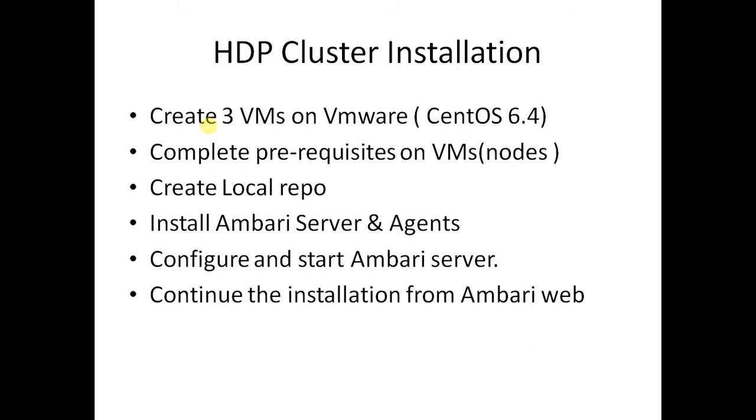I will just summarize the steps that I am going to do here. First I need to create 3 virtual machines. I am going to create them in my VMware. I have VMware Workstation installed and I am going to create 3 virtual machines with operating system CentOS 6.4. You can use any Linux distribution that is supported by Hortonworks. You can refer to the documentation and see what the supported Linux distributions are. It supports Red Hat, CentOS, Ubuntu and SUSE. So I have selected 6.4.